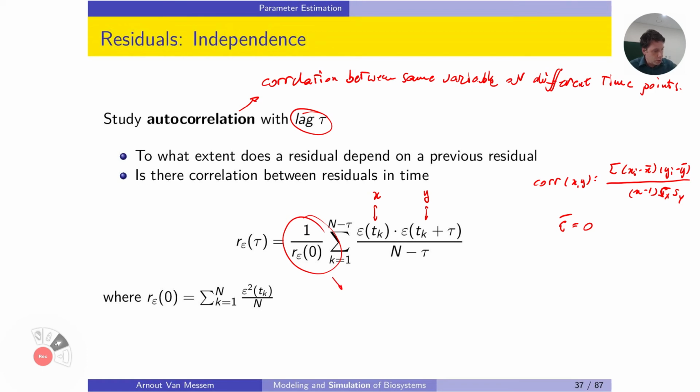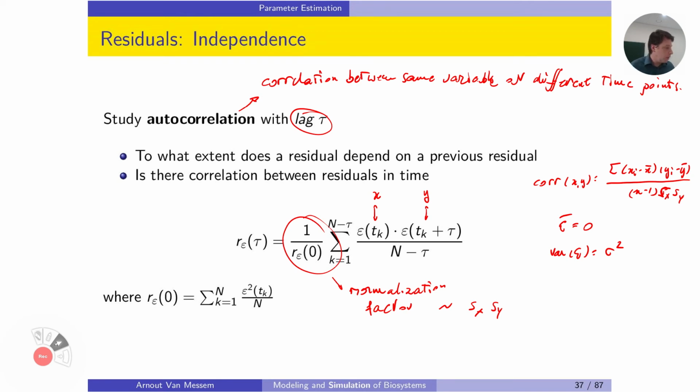So this one corresponds to a normalization factor, which is something similar to the Sx times Sy in the correlation formula. In this case, the variance of epsilon was sigma squared. So here we have Sx and Sy being equal to sigma, and this is incorporated in this normalization factor.